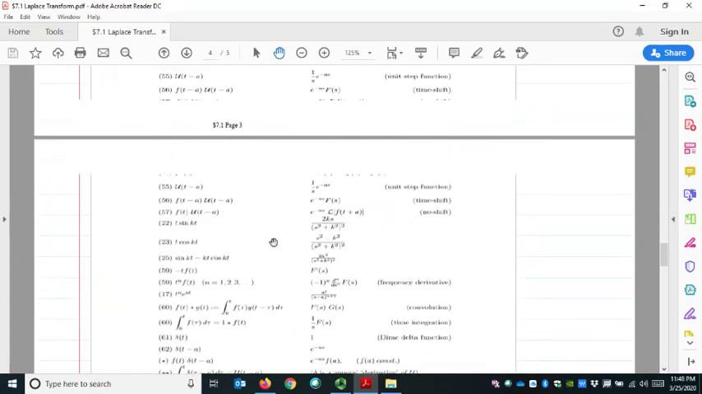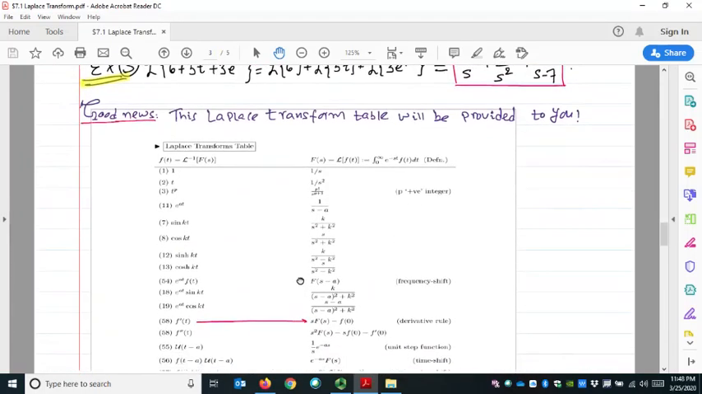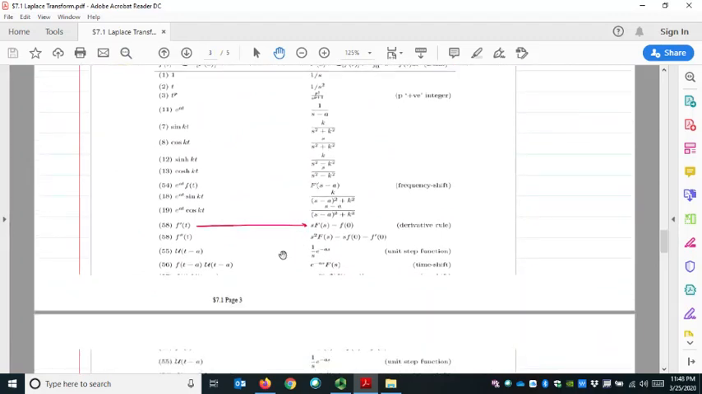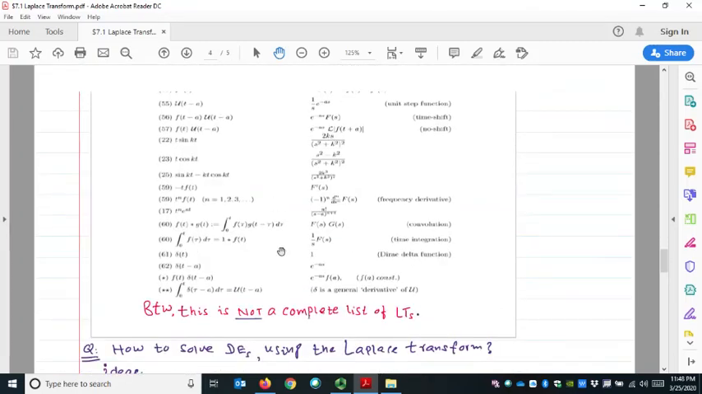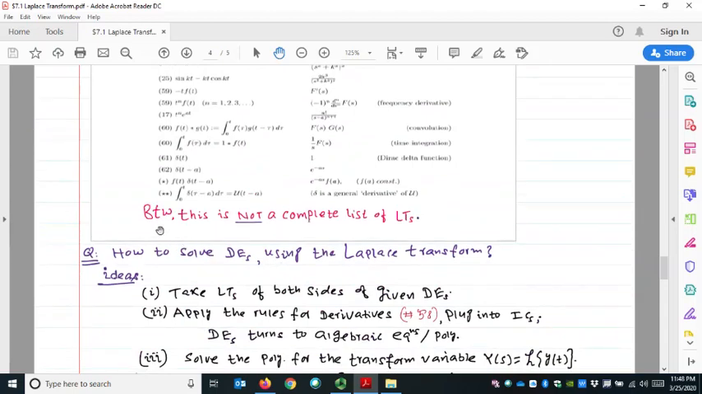So this table is important. Please make sure you carry this Laplace transform table all the way when you are doing the examples, and carry this one in your classroom also. By the way, this is not a complete list of Laplace transforms.